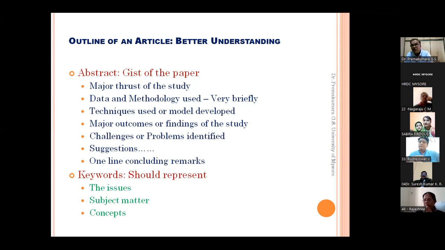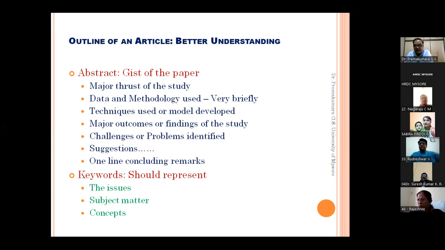When you understand the problem and the challenges, what best suggestions can you give? What you have given in the article. Probably by analyzing the problem, we will be able to give some solutions. So you mention one or two suggestions. And lastly, you write one line of concluding remarks: why your article is so important. The last line should be why your article is so important compared to any other articles. That has to be written.